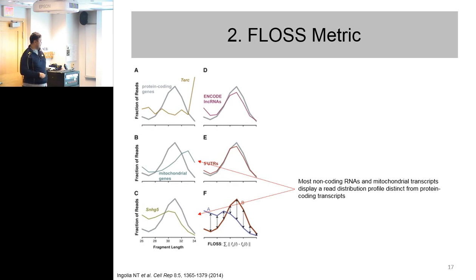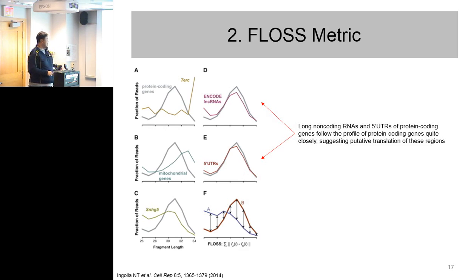Long non-coding RNAs and 5' UTRs of protein coding genes actually follow the profile set by protein coding genes. This comparison here was the basis of their paper, where they posit that there may be pervasive translation of lncRNAs in the genome.